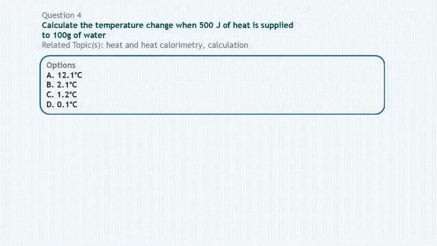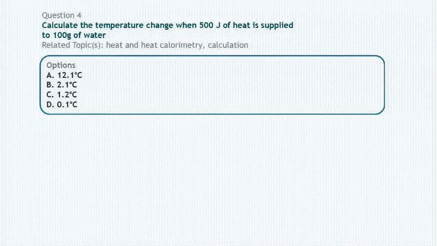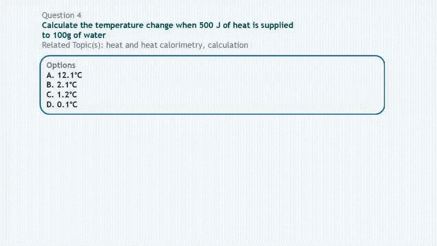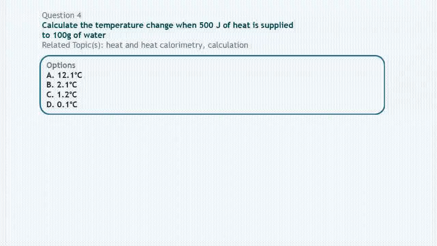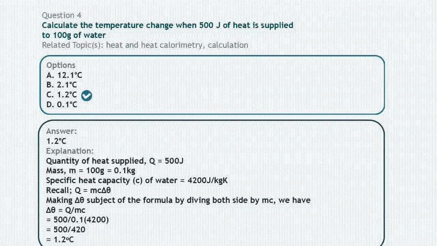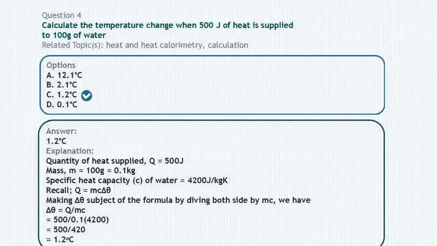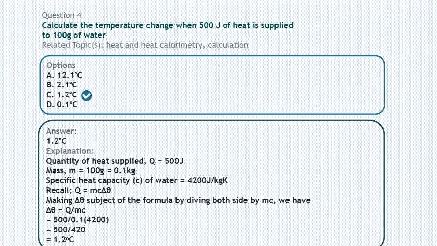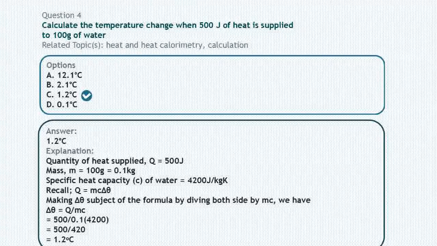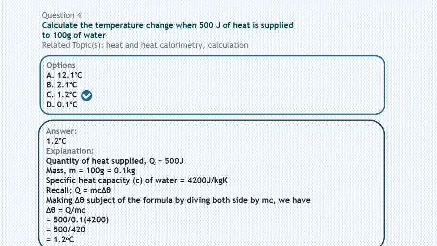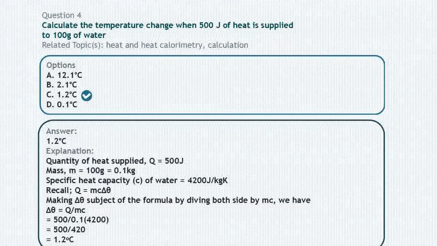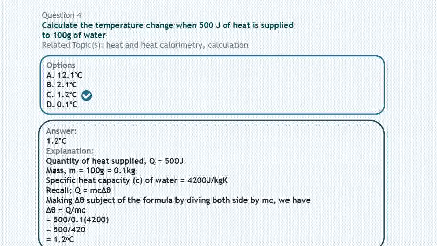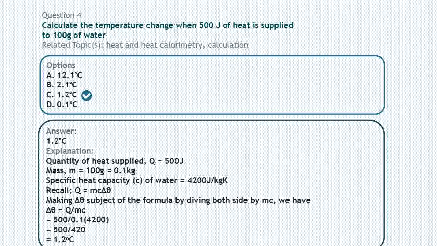Next, on calorimetry, calculate the temperature change when 500 joules of heat is supplied to 100 grams of water. We know that the quantity of heat that will be supplied to the water is going to be equal to mc delta theta, where m is the mass of the water, c the specific heat capacity of the water, and this delta theta is the change in temperature of the water. Now in this question, 500 joules of heat was supplied. That is our Q. We've been given Q here.